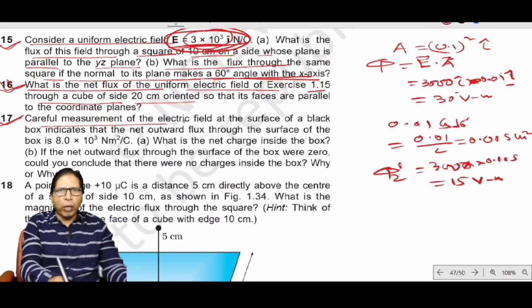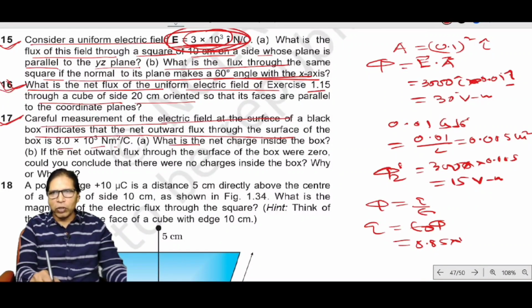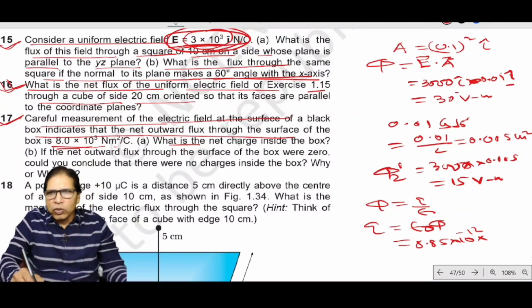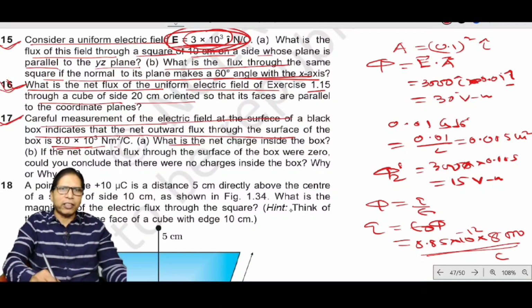Careful measurement of the electric field at the surface of a black box indicates that the net outward flux through the surface is 8 into 10 to the power 3 Newton meter square per coulomb. What is the net charge? Very simple. You know phi equals q by epsilon naught, so q equals epsilon naught into phi. Now what is epsilon naught? 8.85 into 10 to the power minus 12, into the net flux, which is 8,000. So this is the charge present inside the surface.